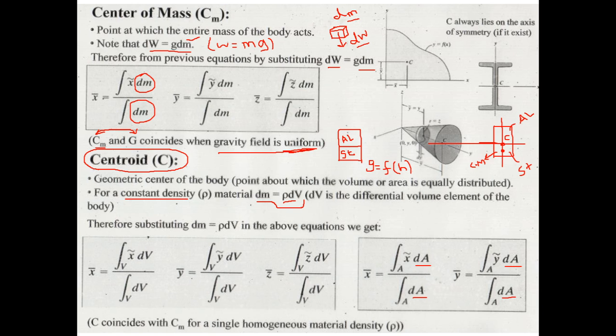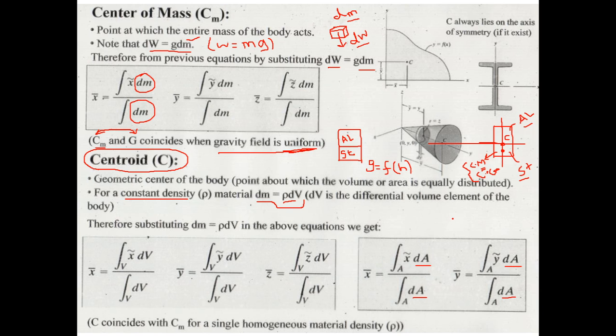And since the gravitational field is constant, this center of mass is also equal to center of gravity. So center of gravity and center of mass will remain the same, but the centroid is going to change if this body is made up of two different materials, or maybe more than two different materials. That is why you say that C only coincides with Cm for a single homogeneous material density. Otherwise, the center of mass will shift towards the heavier material. The centroid will still be the geometric center of the body.